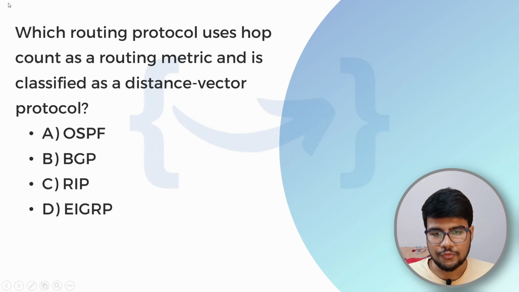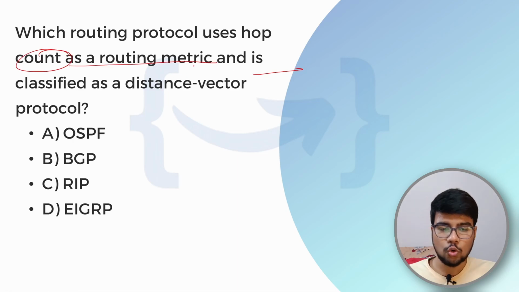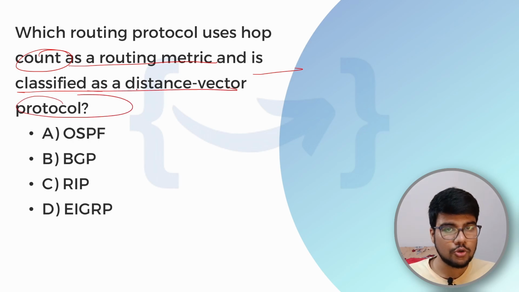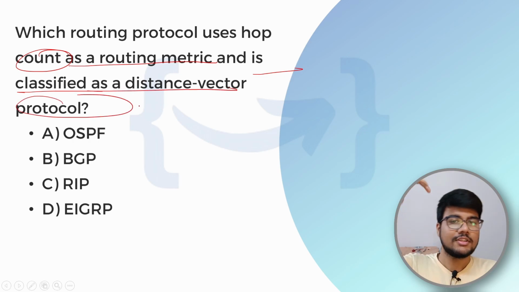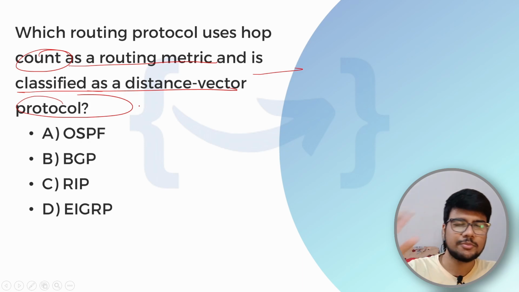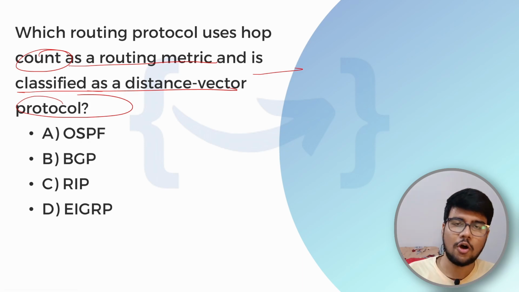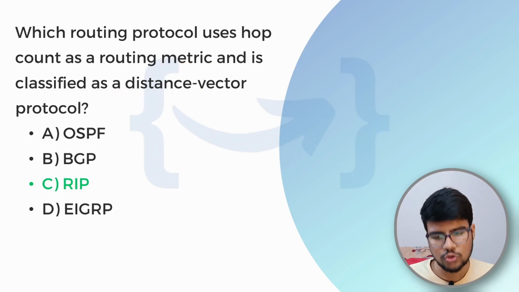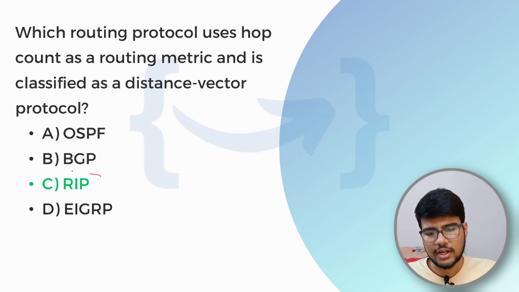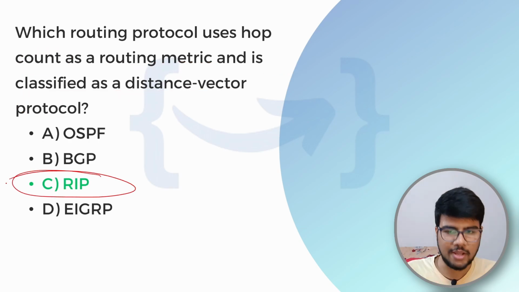Great. Now, which routing protocol uses hop count as a routing metric and is classified as a distance vector protocol? Let me know the correct option, because many people have an issue determining the option if the option is in short form. So you should also know the short form as well. The correct answer to this question is RIP.